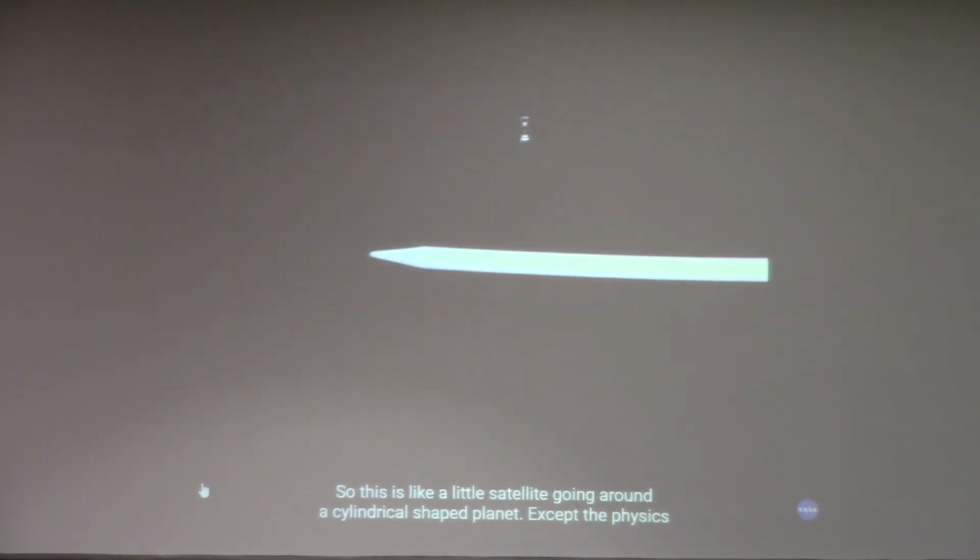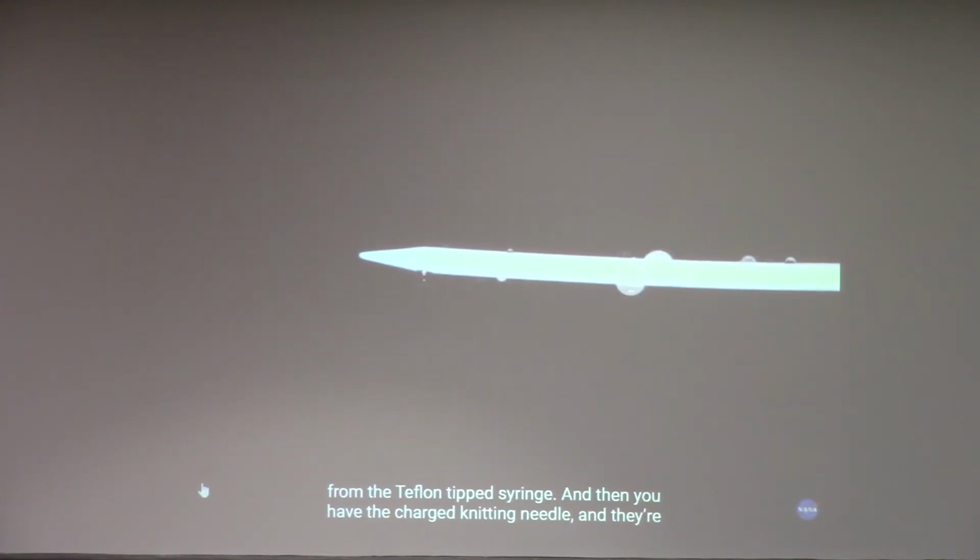So this is like a little satellite going around a cylindrical shaped planet. Except the physics here is a little bit different. It's not about gravitation. It's about charge forces. And of course, charges can exert a potential field, as we call it. So it can exert. Okay, we might not call it that in our physics class, but. So you have a charged drop that was ejected from a Teflon tipped syringe. And then you have the charged knit needle. And they're going to be attracted if they're opposite charges. But because the drop has some velocity to it, it's orbiting around the knitting needle.